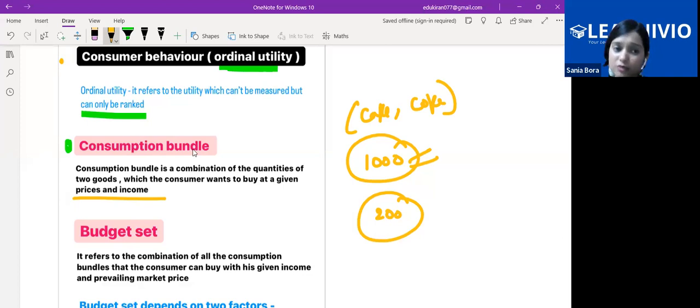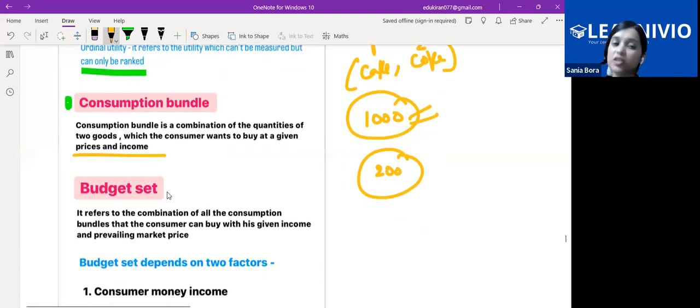So this is called a consumption bundle. A consumption bundle is a combination of the quantities of two goods, right? I said that I want one cake and two Coke, like this, which the consumer wants to buy at a given price and income. I have the income, I got the price, and then I decided.